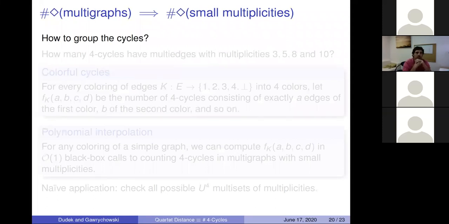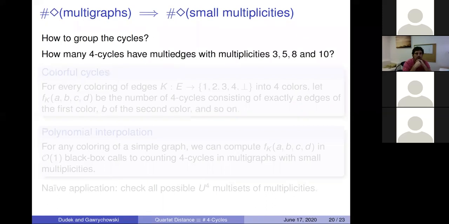Okay, so now it remains to show how to reduce large multiplicities. They could be even up to n, when n is the size of the input tree. And somehow you want to create more instances, but with constant multiplicities. So the idea is to somehow group the cycles. So let's say that you want to count 4 cycles such that its edges have multiplicities 3, 5, 8, 10. So you fix the multiplicities that you want to consider, and you will iterate over every combination.